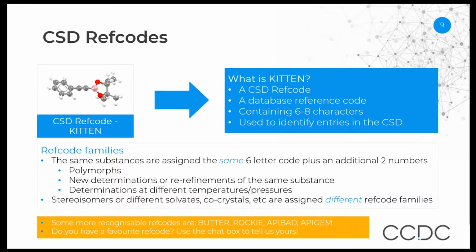Along the way, we are going to be seeing some ref codes, and you'll see that some ref codes sound more familiar than others. So for today, we've looked at butter and rocky, but actually there are quite a few with ref codes that feature API in the name. So we're hoping after today, you'll be an API gem rather than API bad.